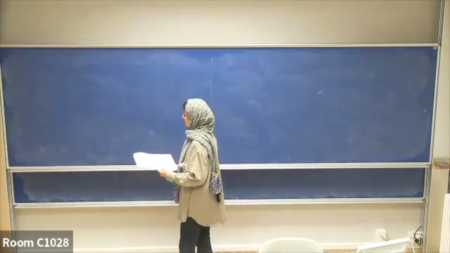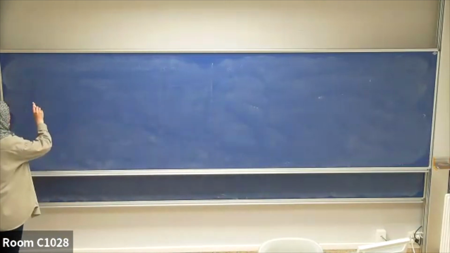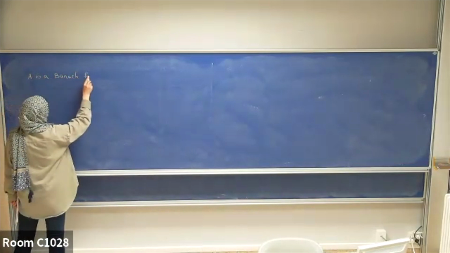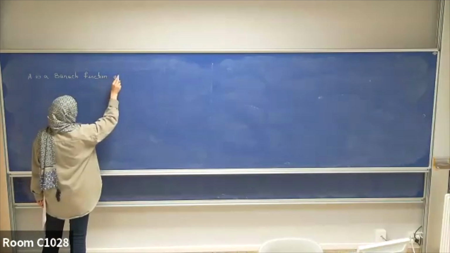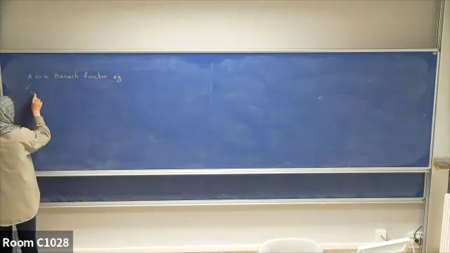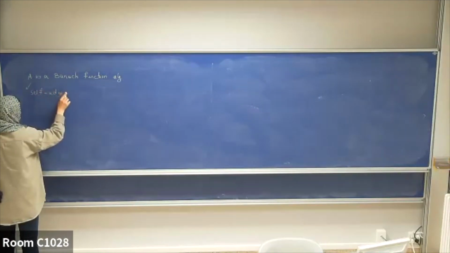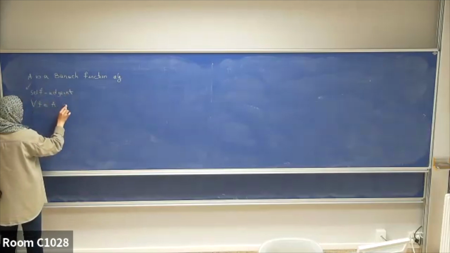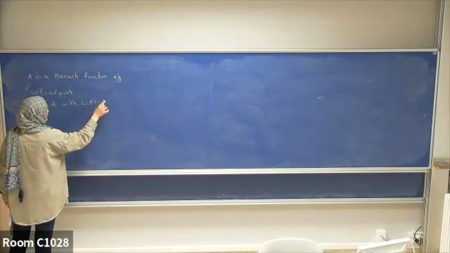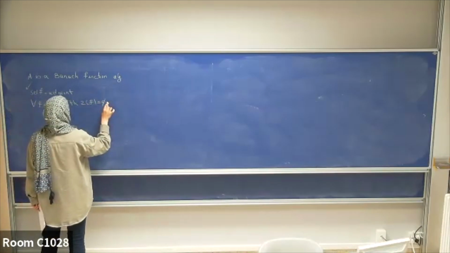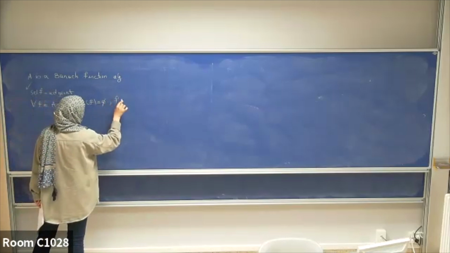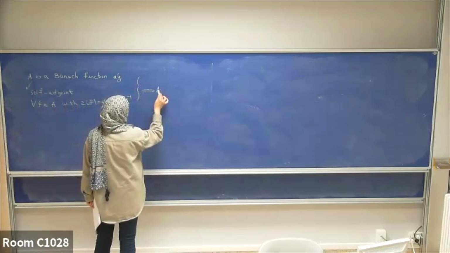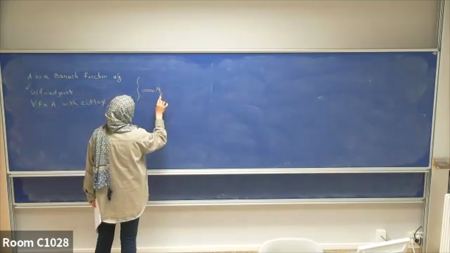As I told you, the last thing I said is: if A is a Banach function algebra such that it is self-adjoint, and if for each f with Z of f empty, f is invertible, that is, 1 over f is in A, then we can say that A is natural. In other words, M of A is X.